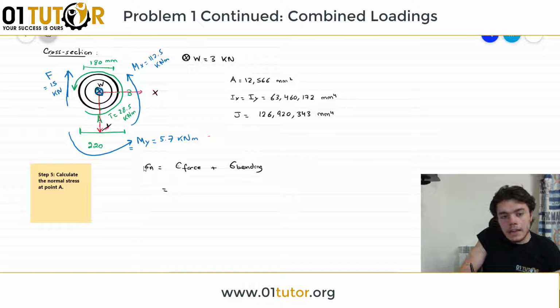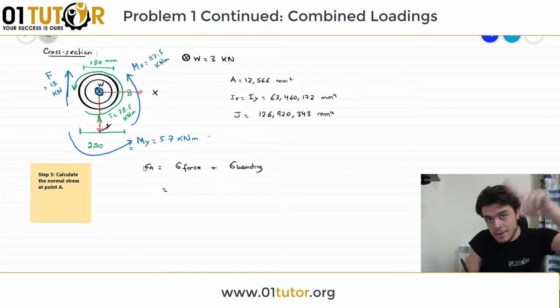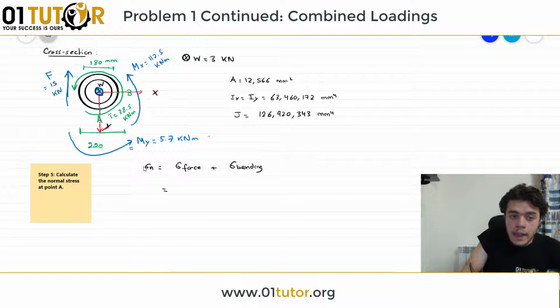Now, is there any normal force acting on the cross section? Of course there is. There is the weight, which is acting in a compressive fashion because it's represented as an X. So you're going to have a minus for compression, very important, minus W over A. Okay, and then you're going to have the bending. Since you have two bendings, it's going to be plus or minus MyX over Iy plus or minus MxY over Ix.